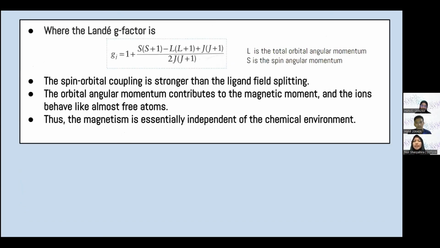This is the Landé g factor based on the previous formula, where L is the total orbital angular momentum and S is the spin angular momentum. The spin-orbit coupling is stronger than the ligand field splitting. Then the orbital angular momentum contributes to the magnetic moment and the ions behave like almost free ions. Thus, the magnetism is essentially independent of the chemical environment.